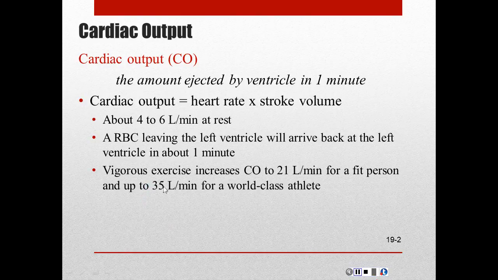Alright, so now that we have an understanding of cardiac output and how to calculate our heart rate and our stroke volume, we have to know that cardiac output is going to vary with activity. So if the person is taking part in vigorous exercise, that cardiac output is going to be a lot higher. And it may increase to about 21 liters per minute for a fit person. For a world-class athlete, we're looking at 35 liters per minute.